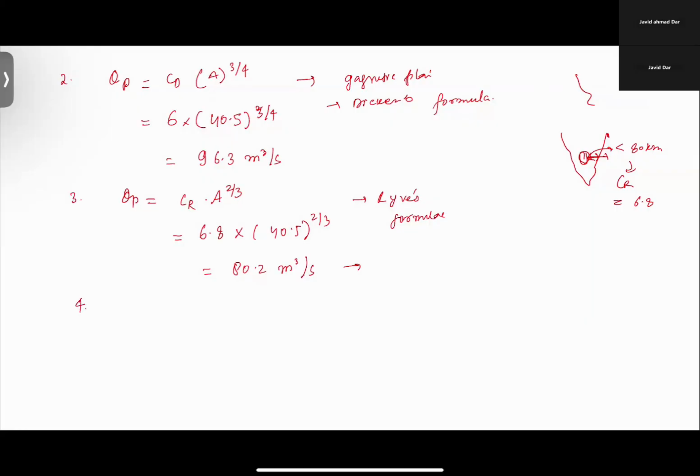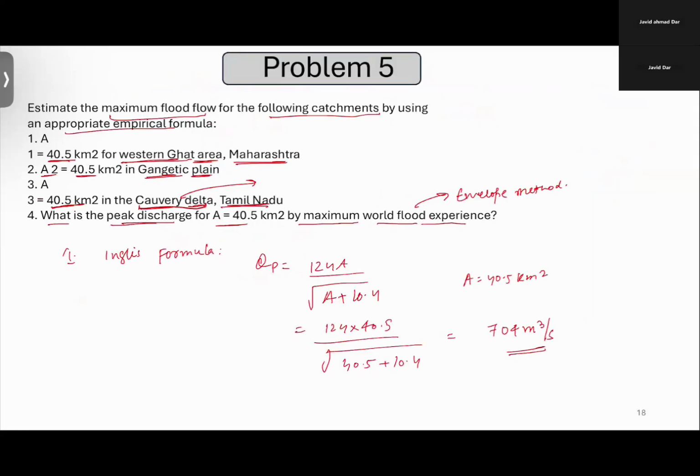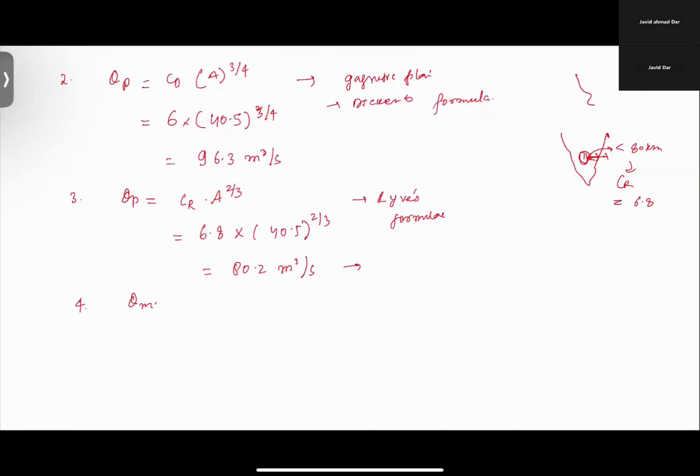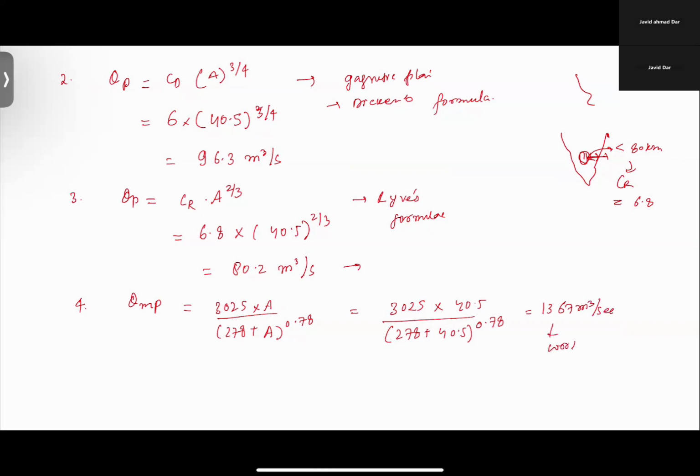Now in the fourth case, you are being asked to compute the discharge using the envelope method, in short, which is also called the world flood experience. For that case, we know that peak discharge is given by the equation 325 into A divided by 278 plus A, whole raised to the power 0.78. If you put the values, this will be 325 into 40.5 divided by 278 plus 40.5, whole raised to 0.78. The value comes out to be 1367 meter cube per second. This is from the world flood experience, or you can call it the envelope method.